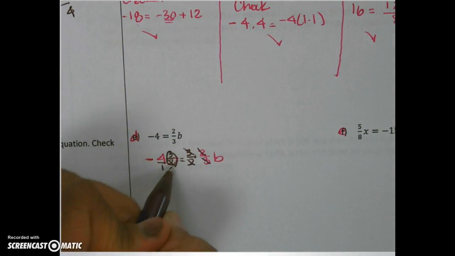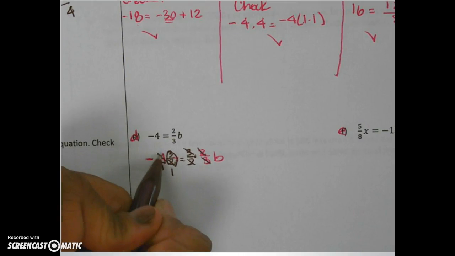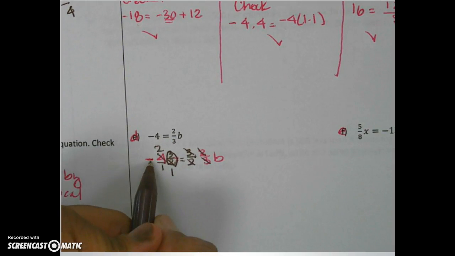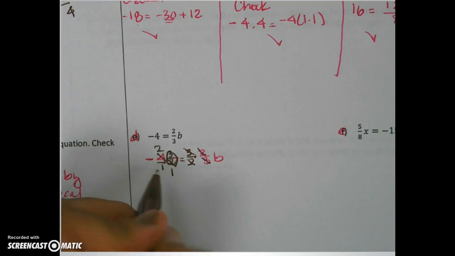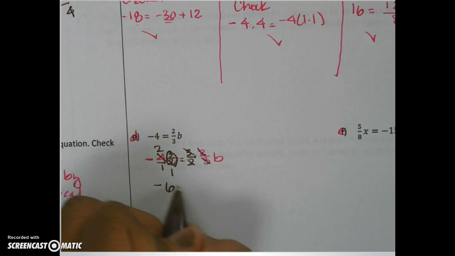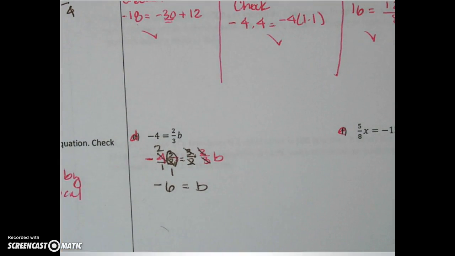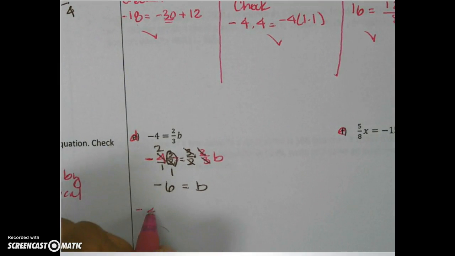2 goes into 2 one time. 2 goes into 4 2 times. So what do I have left? Negative 2 times 3, which is negative 6, equals B. And then I'll do a quick check. 2 over 3 times negative 6.